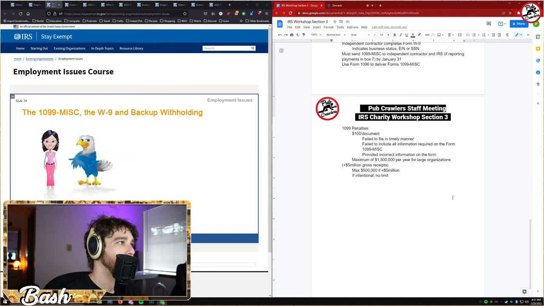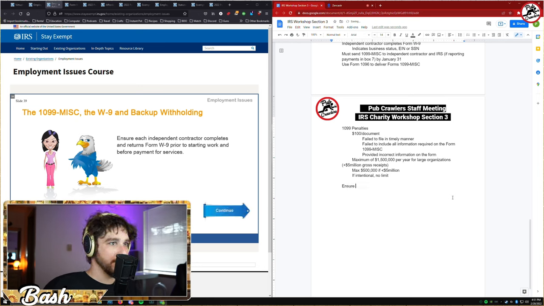The independent contractor completes and returns a W-9 to my organization before starting work and receiving any pay. That's the best insurance. Select the continue button to move forward. Get all your forms before they even start, before you even start thinking about money. Get the forms.